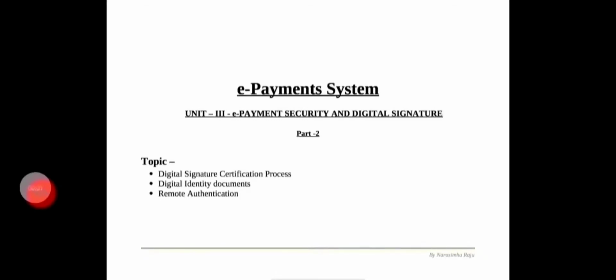Hi everyone, this video is the continuation for the third unit of e-payment system, e-payment security and digital signature. In the previous video, we learned about cryptography and the various methods of cryptography, public and private key methods, RSA and digital signature. In this video, we are going to learn about the digital signature certification process, digital identity and the documents required for digital identity and remote authentication.